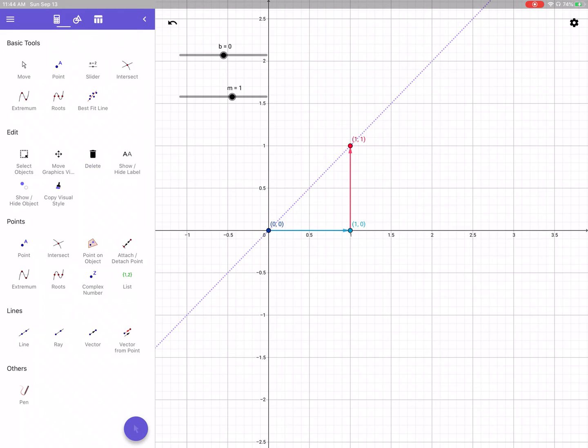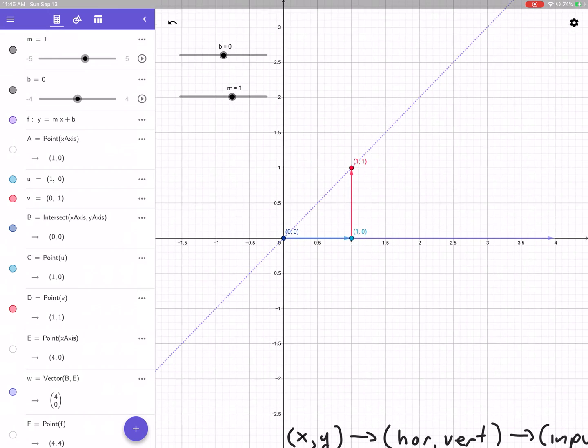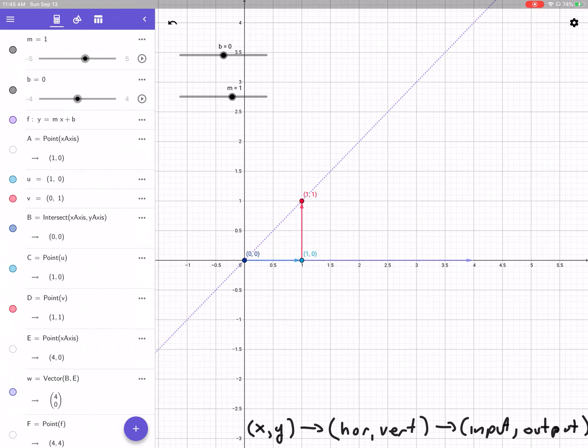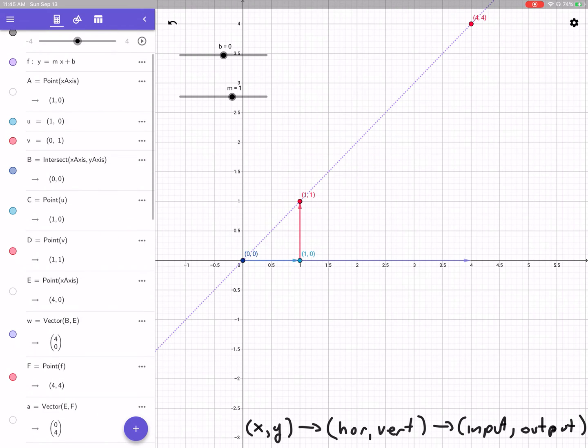Now, what happens if we go over 4 units in the positive direction? So I'm going to have to zoom out a bit here. I've moved over 4 units in the positive horizontal direction. I'm now going to make a point. We know that that point is 4, 0. We've moved over 4 units in the horizontal direction, in the positive horizontal direction to the right, okay?